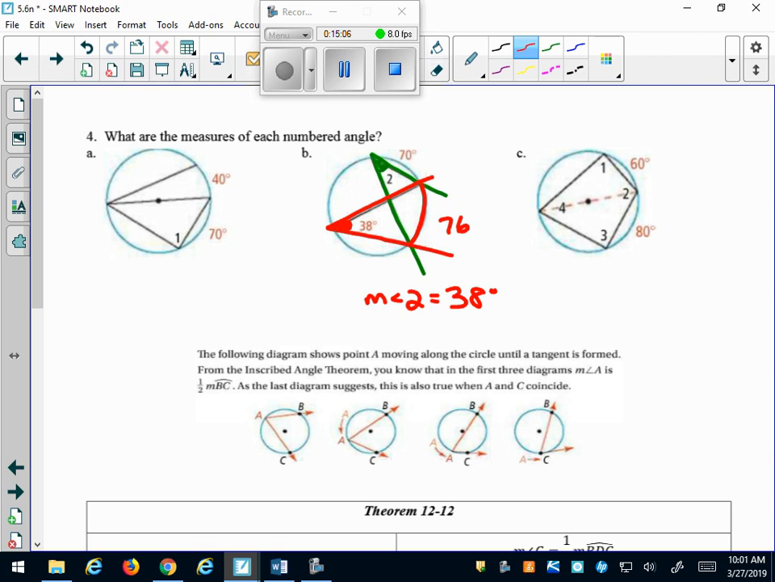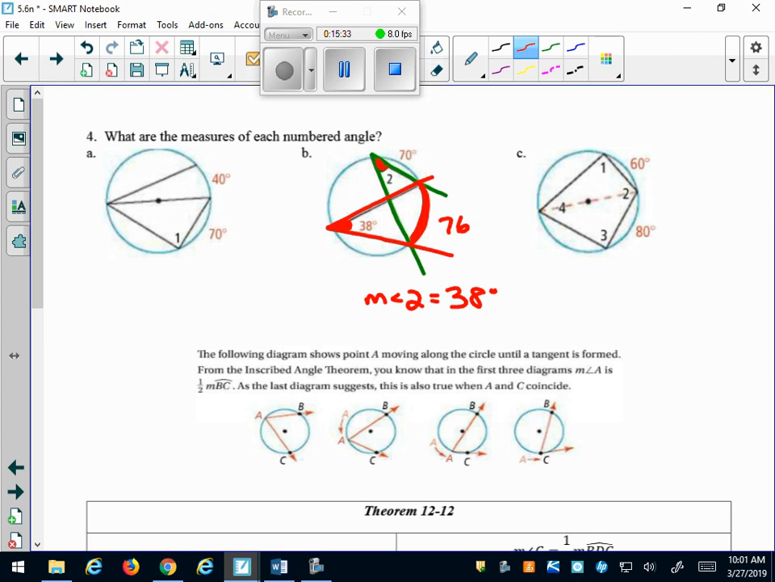But this is really corollary 1 that said if two inscribed angles have the same intercepted arc, then those two angles are going to be congruent to each other. So if we realize that these two angles, the green and the red, have the same intercepted arc, we could say, oh, well, then 2 has to be 38 as well because of that corollary. That makes sense?